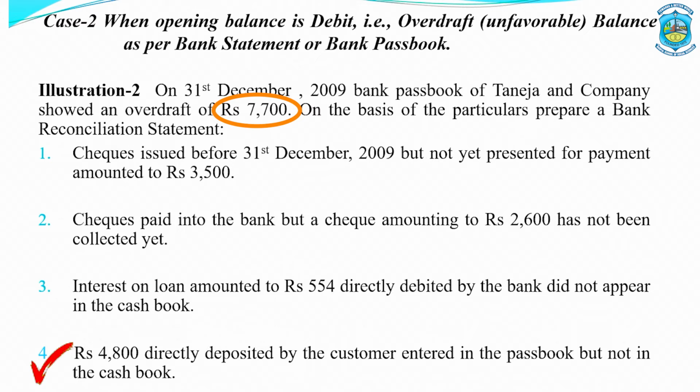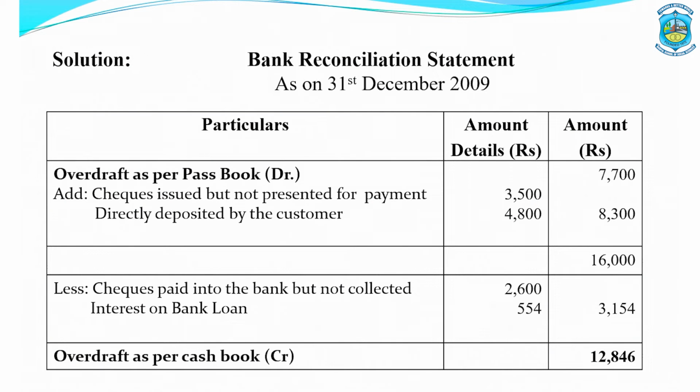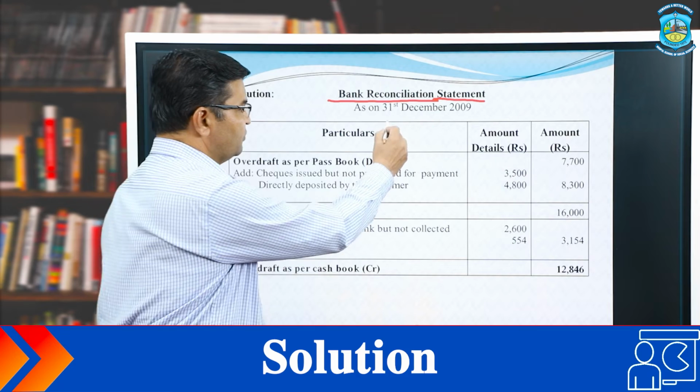And the last, rupees 4,800 directly deposited by the customer, entered in the passbook but not in the cash book. Here this 4,800 rupees, this amount we are receiving from our debtors, and this amount of rupees 4,800 was directly deposited by our debtors in our account, but it has not been recorded in our cash book. So ultimately the cash book has wrongly been reduced. Now students will understand here how to prepare this bank reconciliation statement, which is being prepared on 31st December 2009.